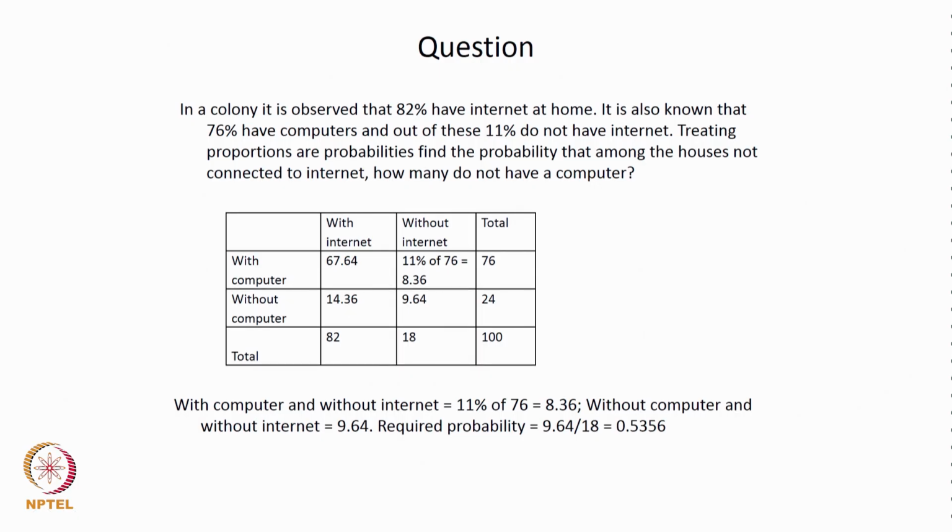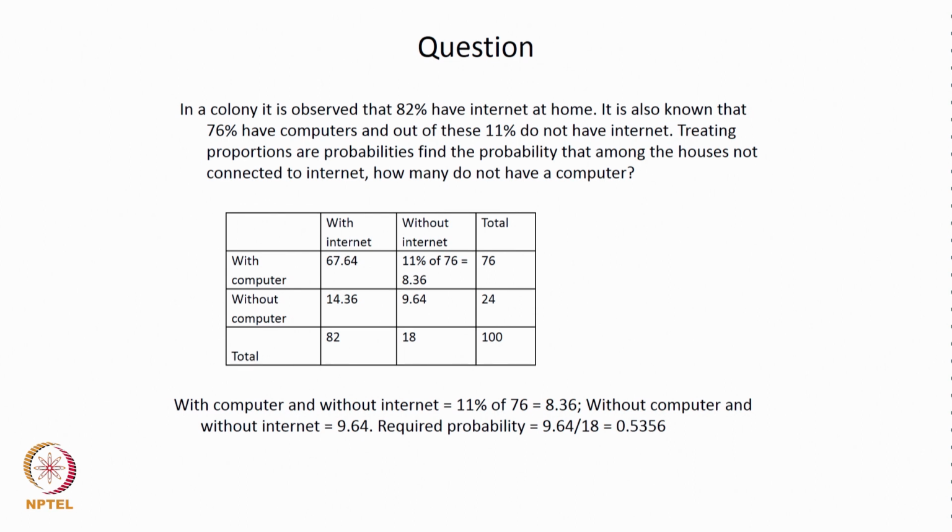So, without computer and without internet is 9.64. So, probability is 9.64 by 18 and 0.5356 is the answer. So, with this we finish our discussion on some aspects of probability as well as conditional probability.